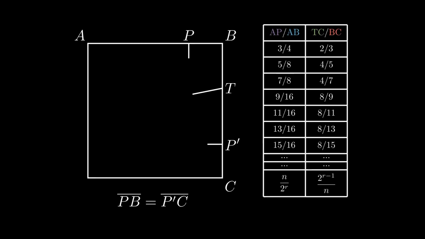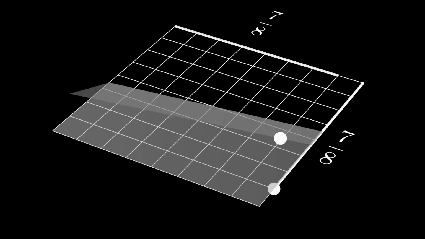Take 1 over 7 as an example. First, we check the table. To make 4 over 7 on TC or BC, we need 7 over 8 on AP or AB. So we fold the paper 3 times horizontally and vertically, making an 8 by 8 grid. Then mark 7 over 8 on both sides. After that, make a fold that lands those two marks together, where that crease intersects the edge is 4 over 7. Finally, fold that length in half twice, and we get 1 over 7.